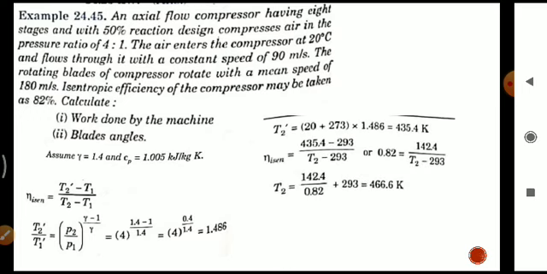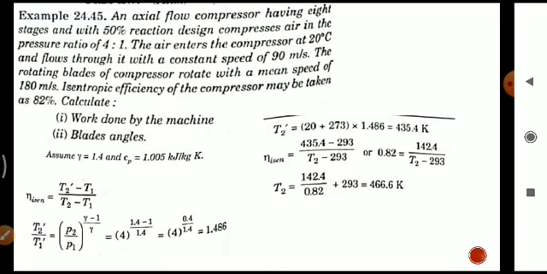So T2 dash can be calculated, which gives T2 dash equal to 435.4 Kelvin. First we convert 20 degrees Celsius into Kelvin, then multiply by 1.486, which gives the value of T2 dash. Once we have T2 dash, we can substitute into the efficiency equation. We have the isentropic efficiency of 82%, the value of T1, and the value of T2 dash, so we get the value of T2.